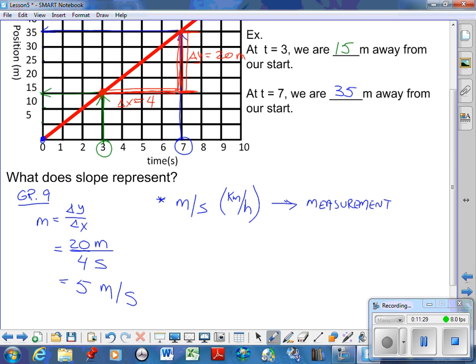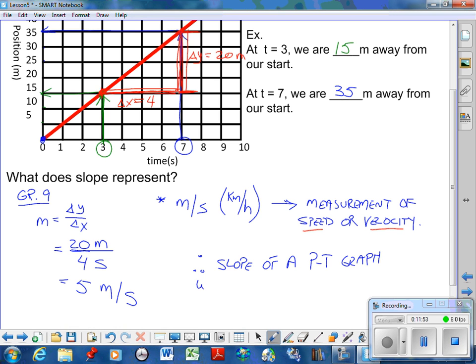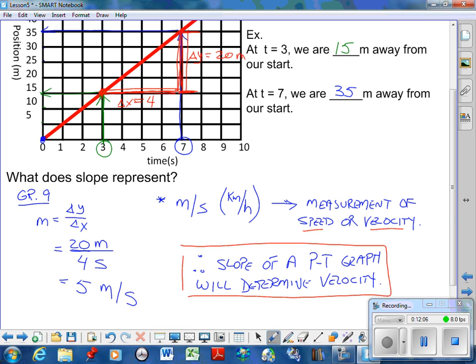A measurement of speed, and in this case, I'm going to put or velocity. We're more interested in the velocity. Okay, so it's speed or velocity. So therefore, slope of a PT graph will determine velocity. Very important for us in this early part of the unit. Will determine velocity. All right, so we're going to box that because it is very, very important.